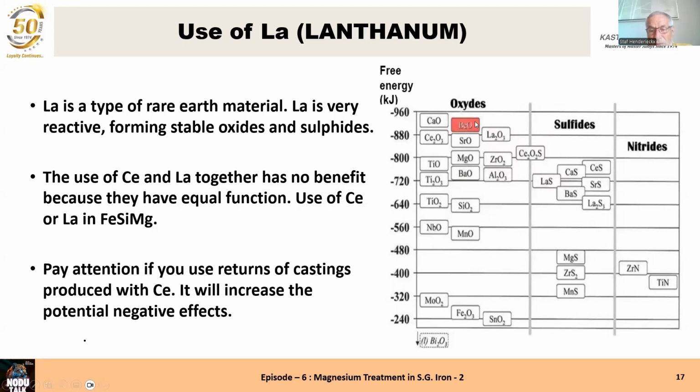They are both much higher than magnesium. Have a look. Not as much for the oxides, but for the sulfides, they are very much higher. And the higher they are, the more reactive they are, and the more stable the oxides and sulfides they will form. When you use cerium and lanthanum together, that has no benefit, because both have the same function and the same activity. So either you take cerium or you take lanthanum.